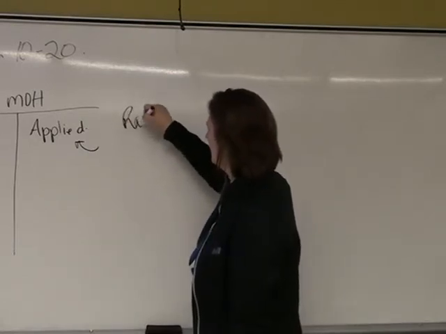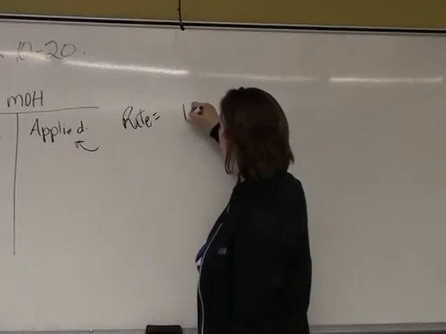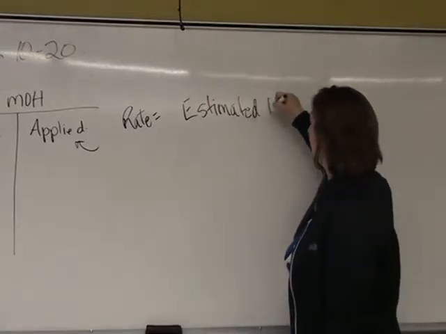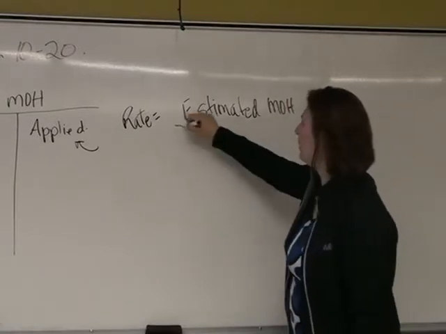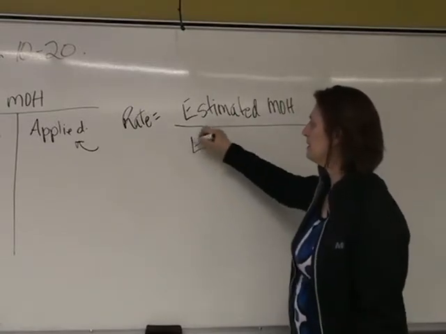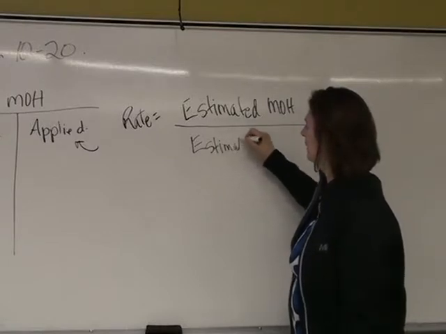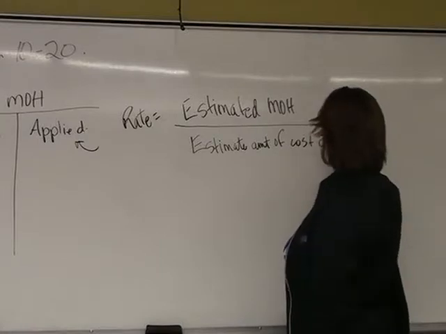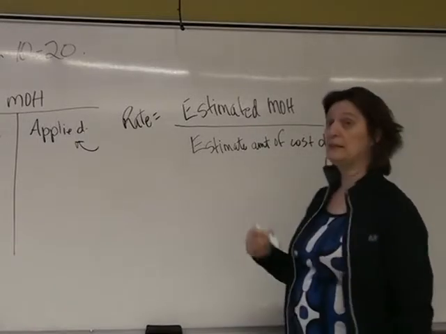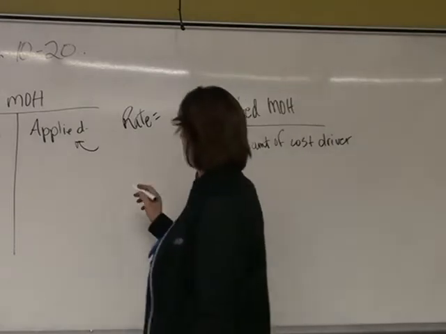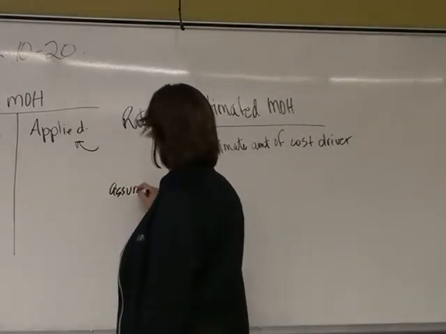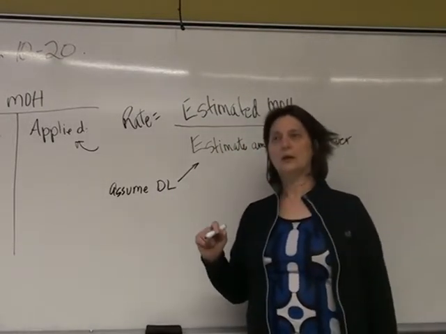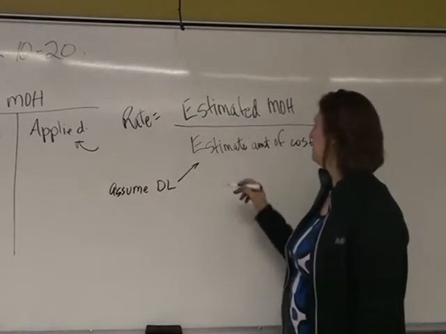So the rate equals what? The estimated overhead, right? Divided by what? The estimated amount of the cost driver. So it's often direct labor. So let's assume for this that direct labor is our cost driver. Okay, so we're going to come up with a rate based on that.